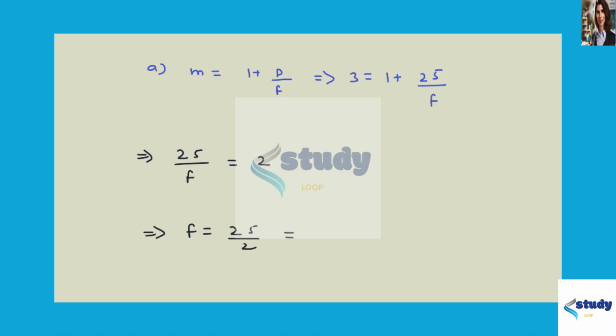Solving part A of this problem. So here I can write the formula of m is equal to 1 plus d by f, which can be further written as 3 is equal to 1 plus 25 by f. On further simplification, I can write the value of 25 by f is equal to 2. So finally I can write the value of f is equal to 25 by 2, which is equal to 12.5 centimeter.